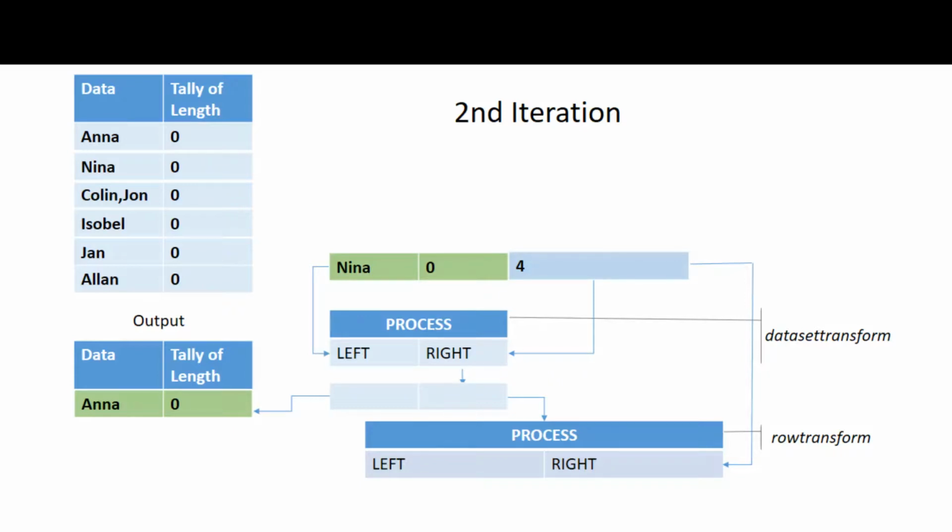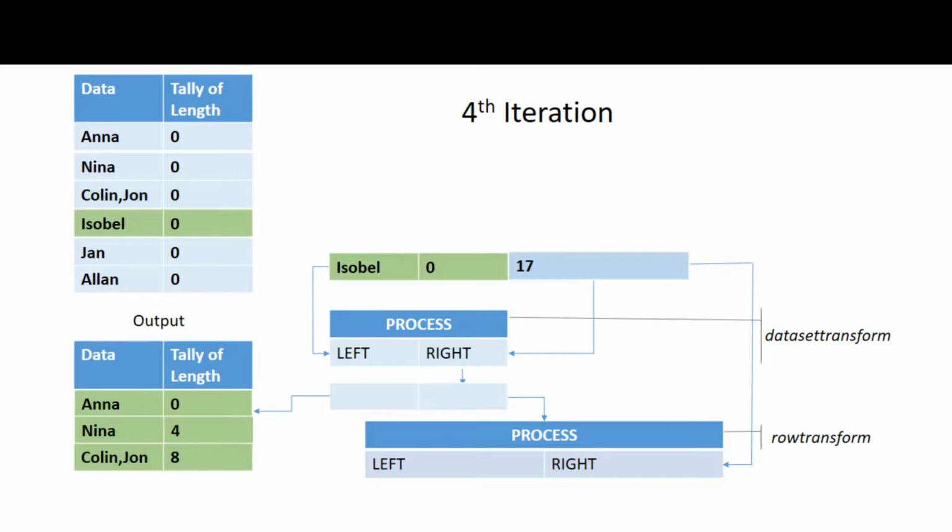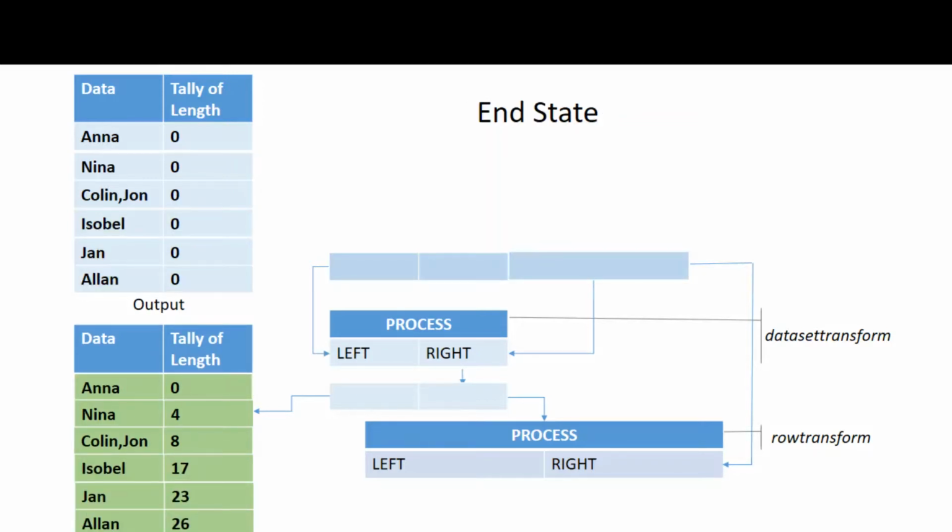I'm giving up with the animations now because I've lost the will to live, but here we can see Nina's going to run through the process. It's going to be given length 4 from the current tally, and the accumulation of the current tally plus the length of Nina is going to be generated by the row transform, which is obviously going to be 8 for the third iteration, and Colin and John come in on the left hand side for the third iteration. Fourth iteration, much the same. We can see these all gradually working up together, and that's the end state, all the output records generated.